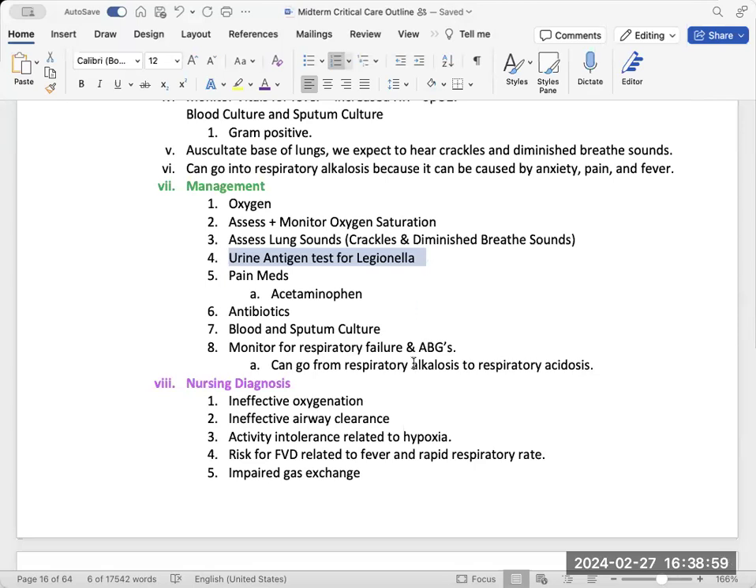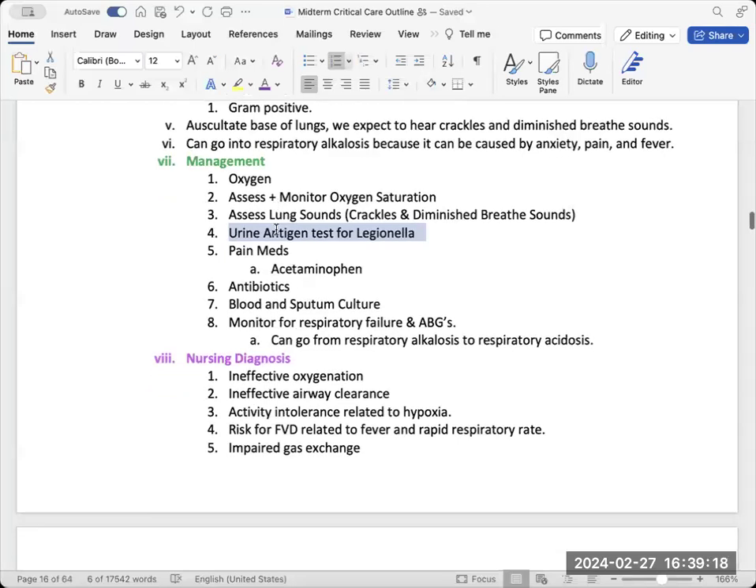And monitor for respiratory failure and ABGs because they're at risk for respiratory alkalosis with the fever, and it could also progress to respiratory acidosis, right? So once again, respiratory interventions, but specifically, I would know that when I see this question pertaining to pleuritic pain, besides all of the interventions that we said, we need to do a urine antigen test for Legionella.